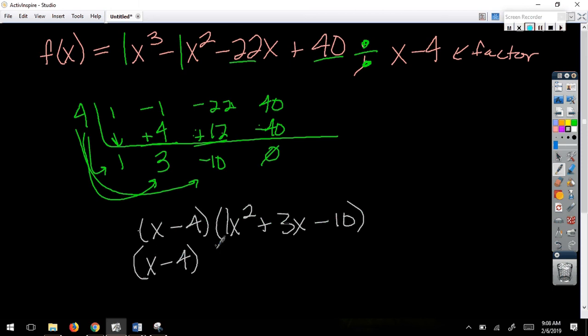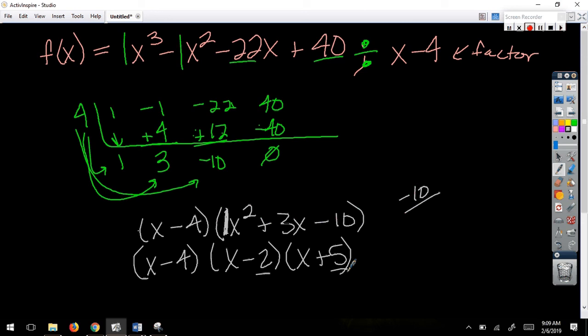Good job. Wait, how do you just write it like that? Because when the leading coefficient is 1, whatever multiplies to -10 and adds to 3, those are what goes here. If you grouped it and wrote it out, that's fine. It's just a shortcut. Remember we talked about a shortcut if the leading coefficient is 1.